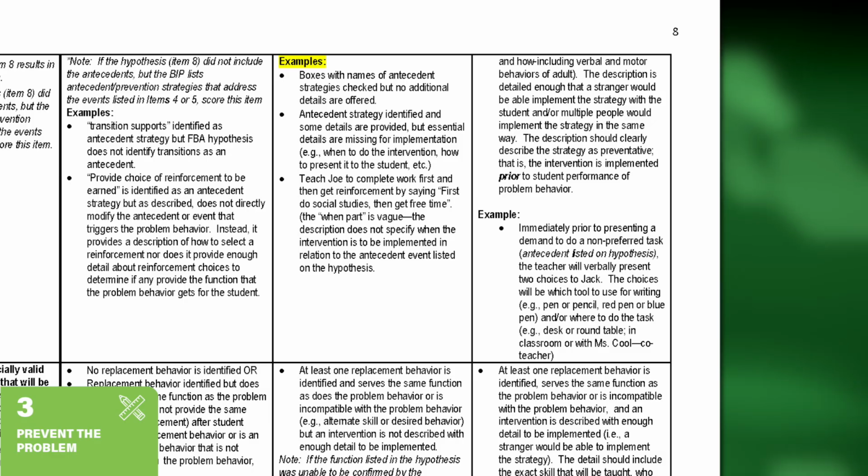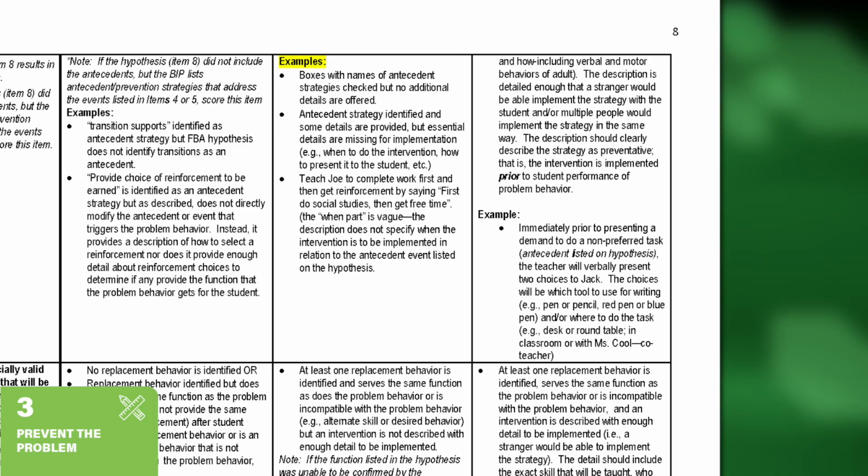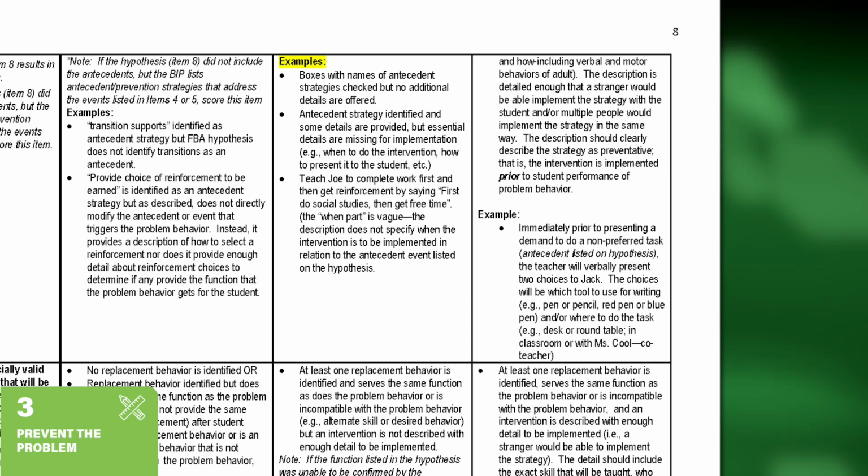The antecedent strategy could be that the teacher will verbally present 2 choices to Jack. The choices will be which tool to use for writing. Do you want to use a pen or a pencil? Or do you want a red pen or a blue pen? Or where do you want to do the task? At your desk or on the floor or at the back corner table? So giving choices was an antecedent strategy for that particular student. And it needs to be clear enough that a stranger or substitute teacher or staff member could follow it.